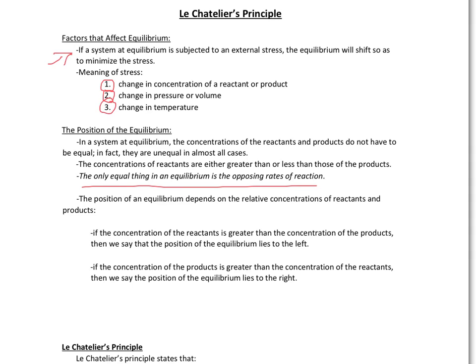The position of an equilibrium depends on the relative concentrations of the reactants and the products, and you could be asked to make a statement about the position of an equilibrium in an assessment. If the concentration of the reactants is greater than the concentration of the products, then we would say that the position of the equilibrium lies to the left. If the concentration of the products is greater than the concentration of the reactants, then we would say that the position of the equilibrium lies to the right. So given a concentration of a reactant and a concentration of a product, you can use these two concentrations to make a statement about the position of the equilibrium.